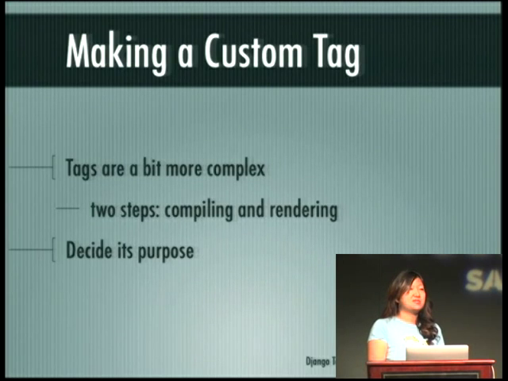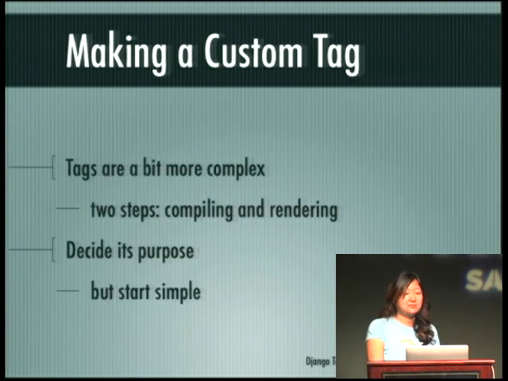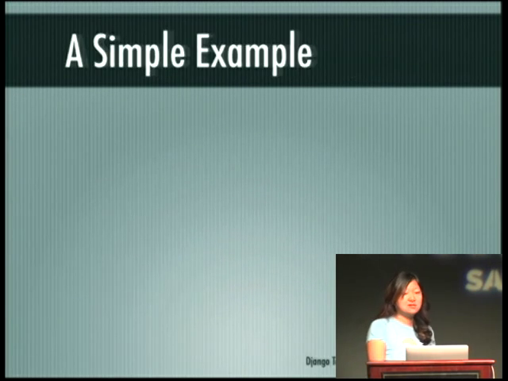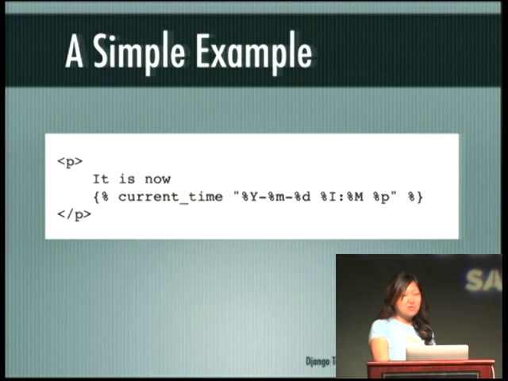It's easier if you have a single purpose for what you want the tag to accomplish rather than multiple things. It's better to write many tags that do different things than one tag that does everything. So let's start out simple, because writing tags can be complex. A simple example: we'll show the current time, and we'll pass in a Python string date object.